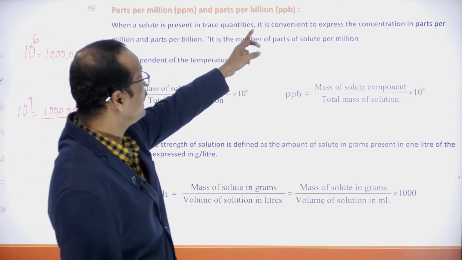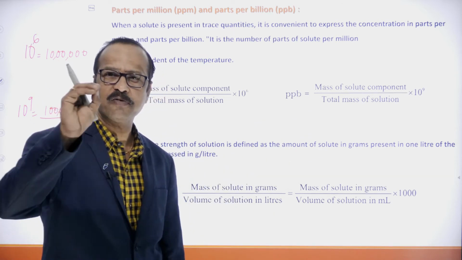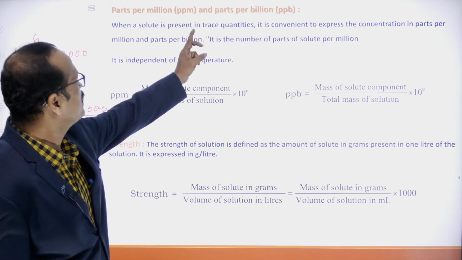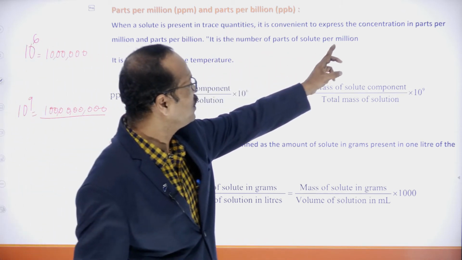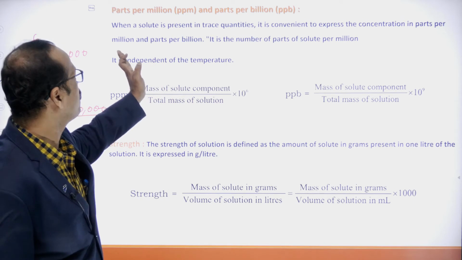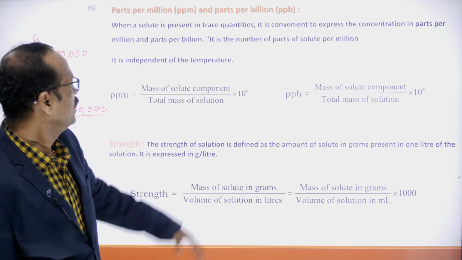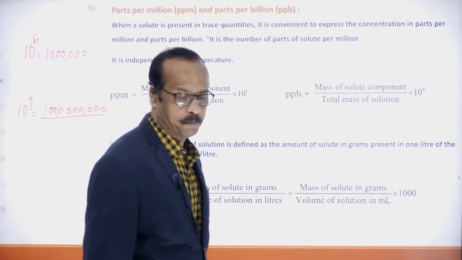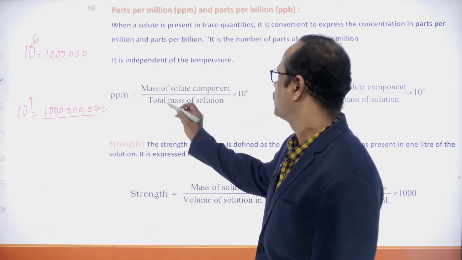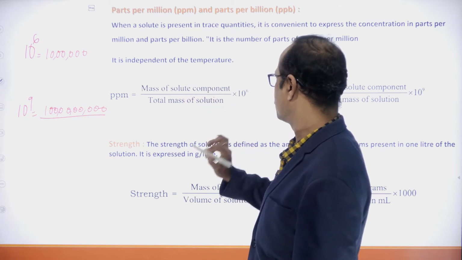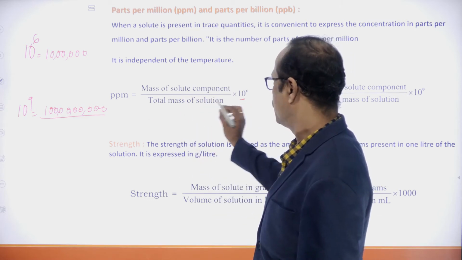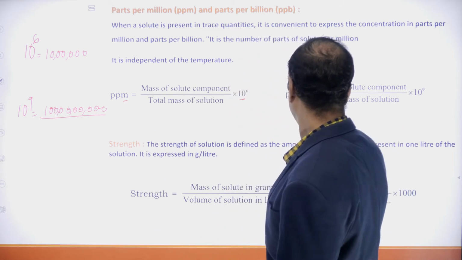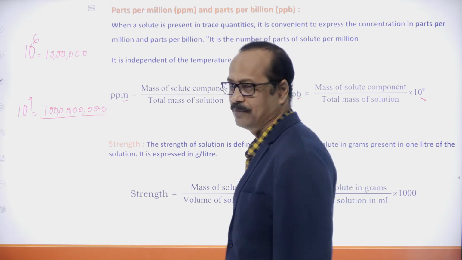So when a solute is present in trace quantities, trace meaning very little, it is convenient to express the concentration in parts per million or parts per billion. It is the number of parts of solute per million or billion. So mass of solute component by total mass of solution: for ppm, 10 to the power of 6, and for billion, 10 to the power of 9.